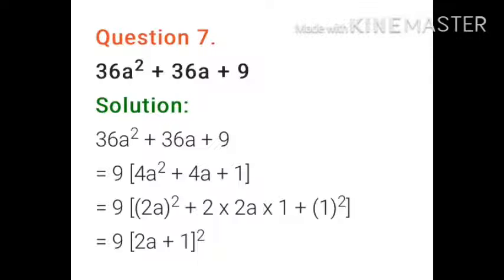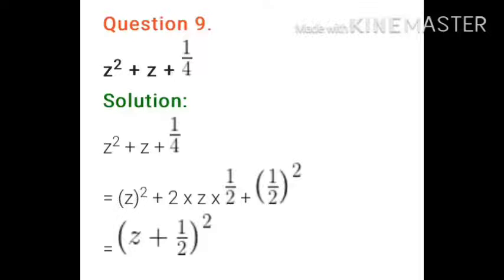Now again there are two squaring numbers, 4a square and 1, which is equal to 9 square bracket, then in bracket 2a whole square plus 2 times 2a times 1 plus 1 whole square. Now this becomes 9 bracket 2a plus 1 whole square. So we have to write 9 bracket 2a plus 1, then again 2a plus 1.